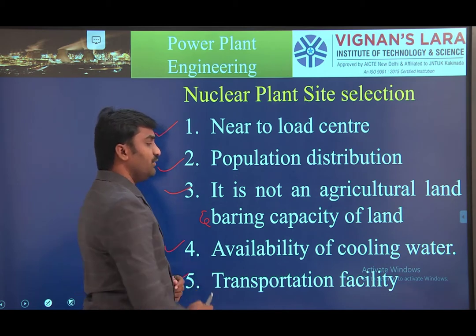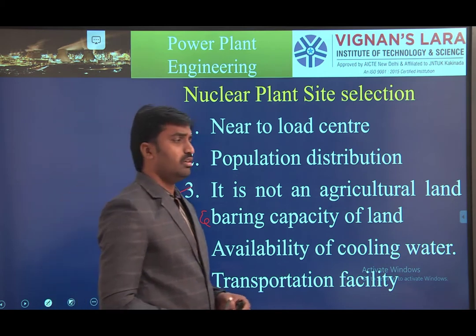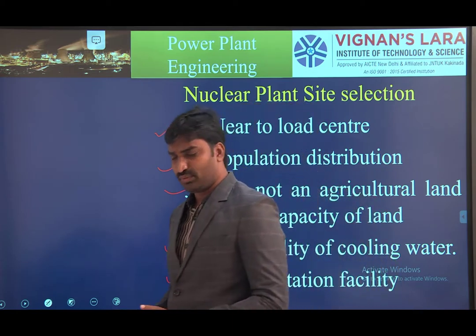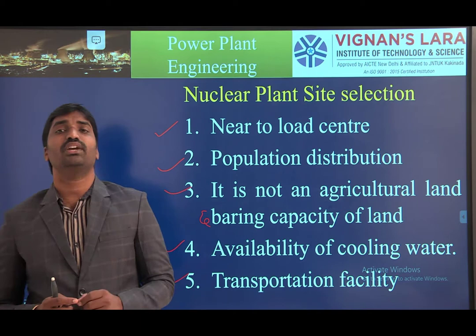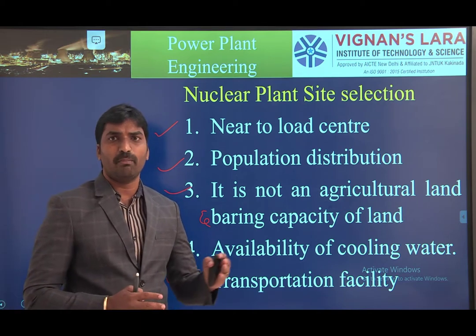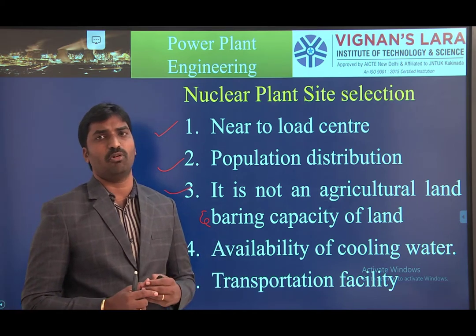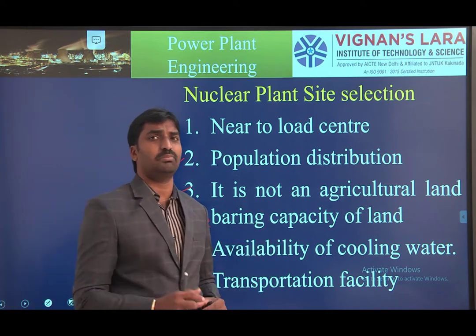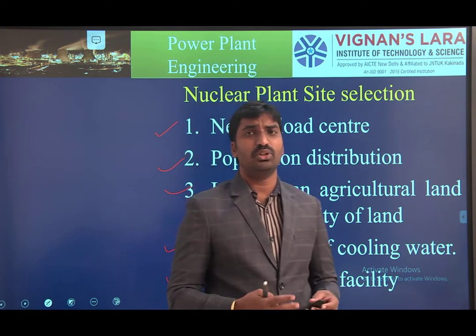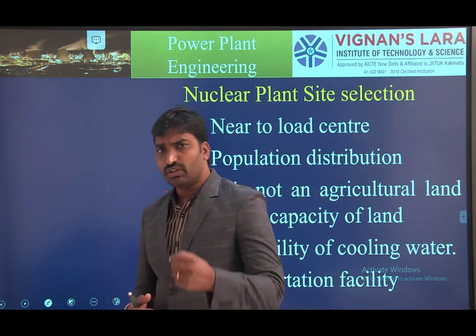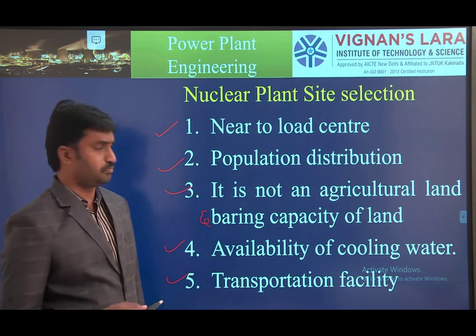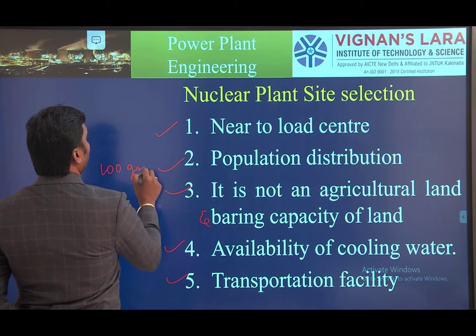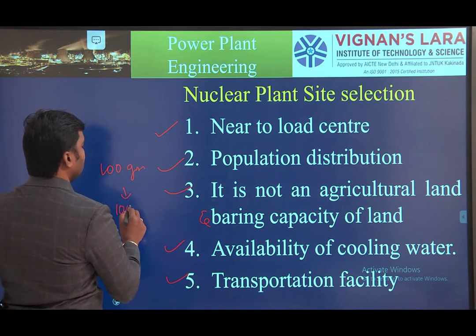And transportation facility is required. In this case the transportation is not that much required, because in nuclear power stations we use a very small amount of fuel compared with a diesel power plant or a steam power plant, because a very small element contains a very large amount of energy. A small example for nuclear power: 100 grams of nuclear fuel is enough for running a car for about 100 years. This is the capacity of nuclear power.